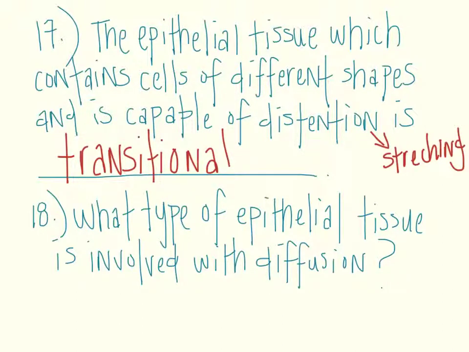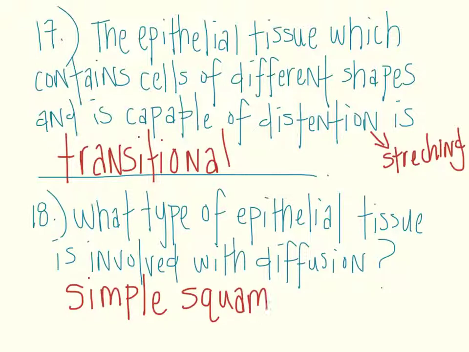And then what type is involved with diffusion? If it's going to be involved with diffusion, it's going to have to be super, super thin. So that is going to be simple. Remember, simple is only one layer. If it's called stratified, it's multiple layers. So simple squamous. And remember, squamous are the little cells that almost look like tiles. They're very thin but square-like. So this is the thinnest type of epithelial that there is, simple squamous, and that's why it's really good at diffusion.